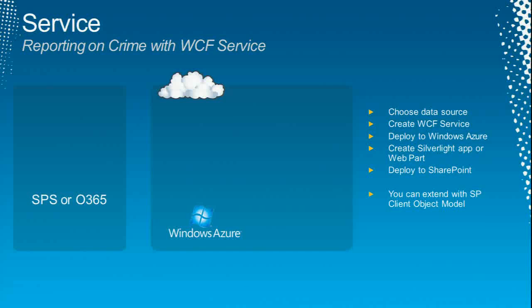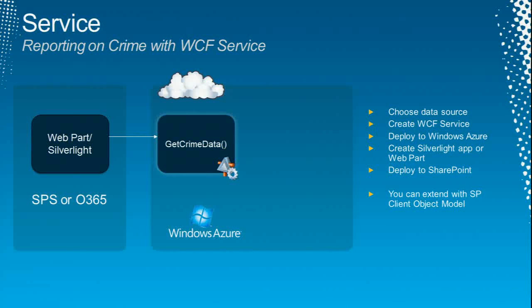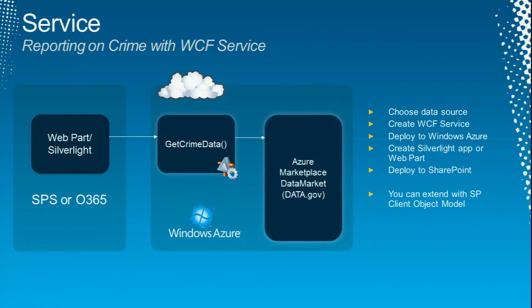So the first part of the cube here is talking about services. What we'll do here is I'm going to walk you through a solution that does the following. It's going to have a web part. I'm going to show you both a web part and a Silverlight application. It's going to consume a WCF service that's deployed into Windows Azure. It's then going to be querying data from the Windows Azure Marketplace data market, which is a great way to get started with Windows Azure.